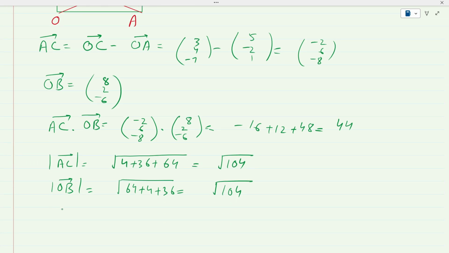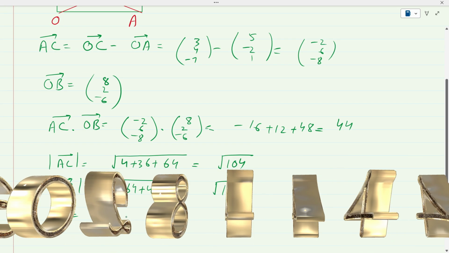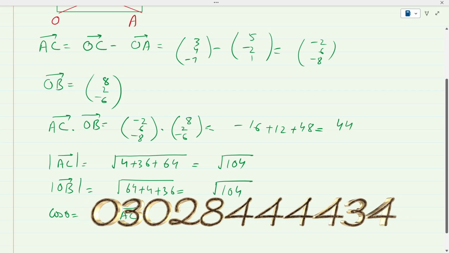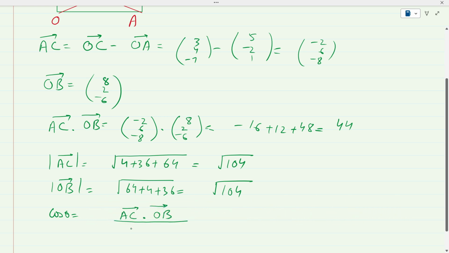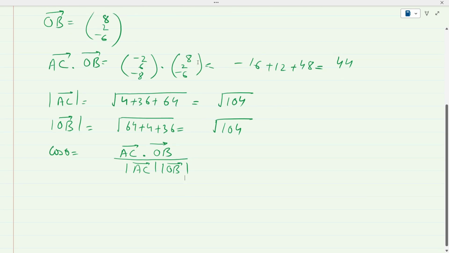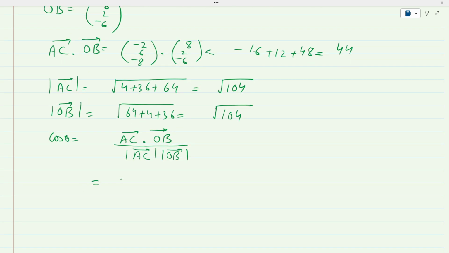The angle between these two diagonals would be cos theta equals AC dot OB over the product of the magnitudes. So let's substitute the values. AC dot OB is 44, over 104. Taking its cos inverse, we have 65 degrees. So this is the angle between the two diagonals.